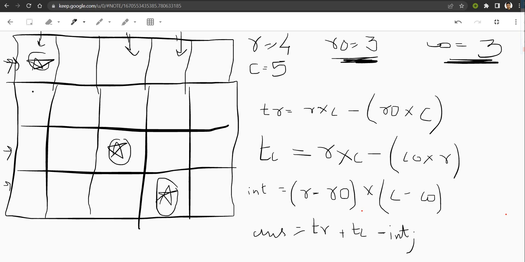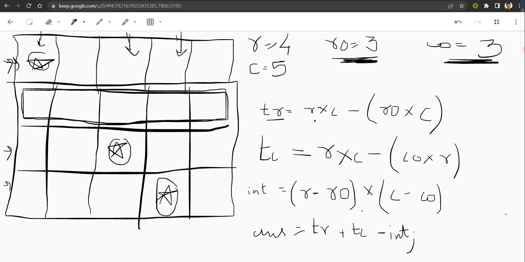Now we have to calculate the number of rows which a person can eat. So how are we going to calculate this? By TR, meaning total row. We will calculate R into C minus RO into C. R into C means this complete cake. R into C minus row into column. Row means this row and this row. If you subtract these three rows, we'll be left with this row, total row.